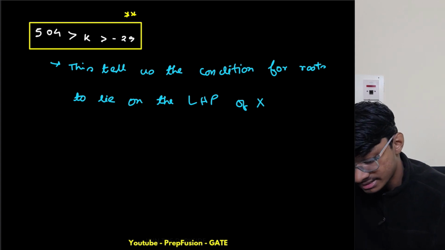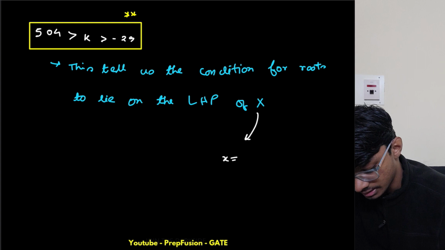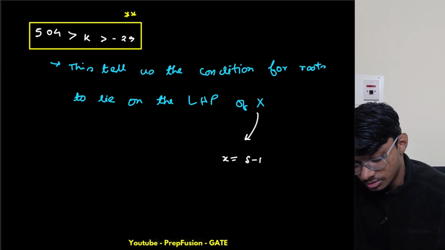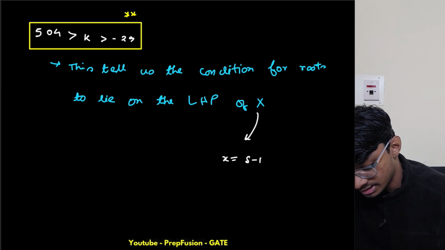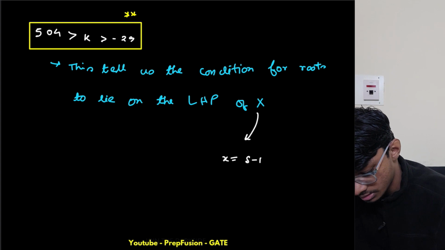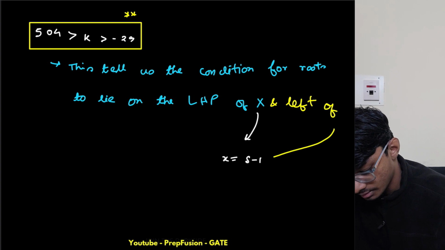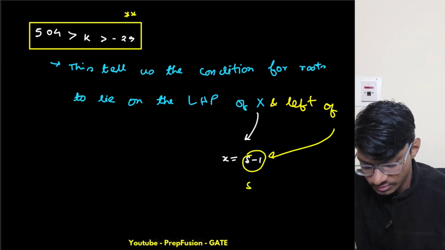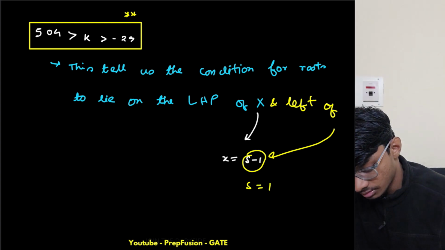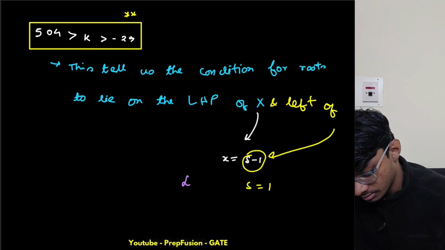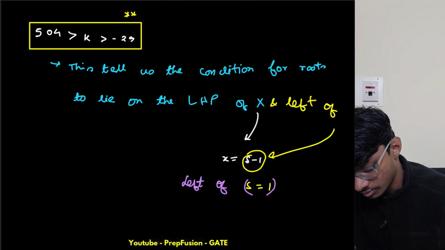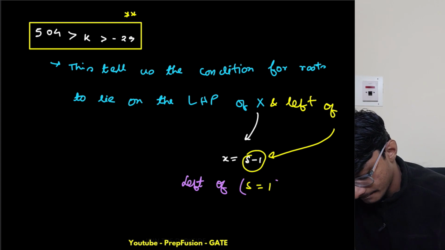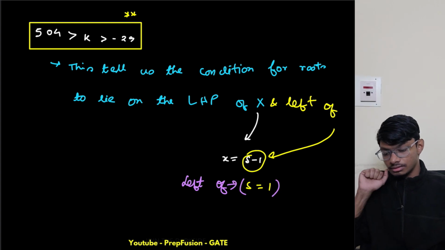Now what is x? X is basically s minus 1. So this also tells us about the left of this s minus 1. So if I equate this one, what is the meaning of left of s minus 1? It is s equals to 1. So I can write left of s equals to 1. Okay, so this is what basically my roots are.